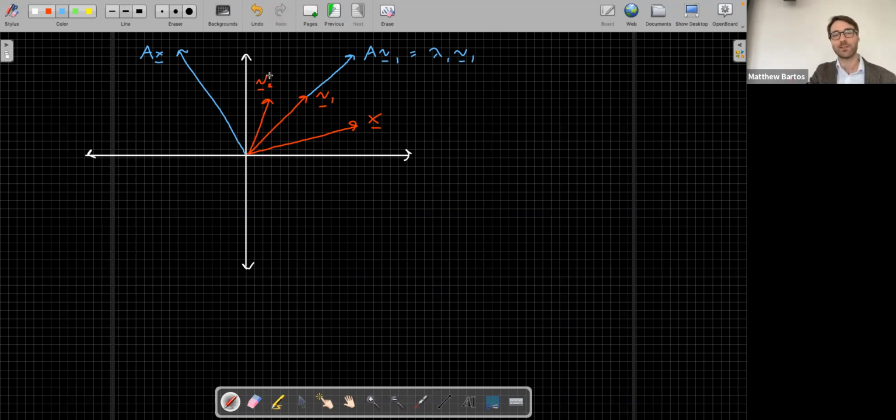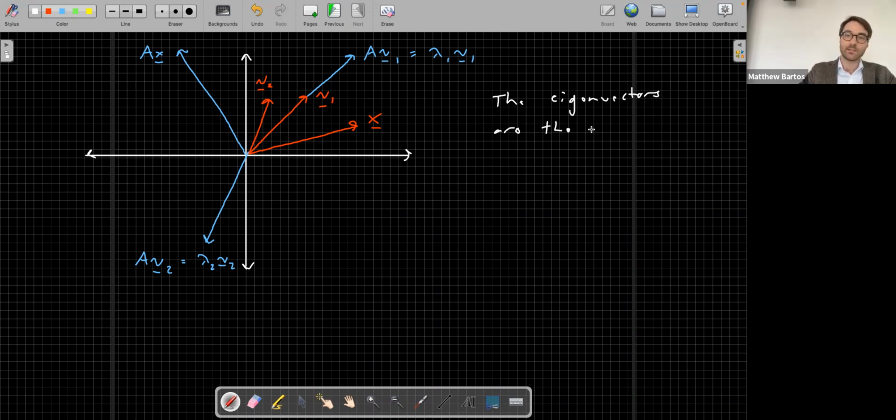Similarly, we might have this other eigenvector V2. If we apply A to it, we might end up somewhere down here. So we have A V2 is equal to lambda 2 V2. Note that these scaling factors can also be signed, so it might be negative. The vector that it lands on is still in the span of V2, but it might have an opposite sign, for instance. So in other words, the eigenvectors are the set of vectors that do not change direction when A is applied to them.